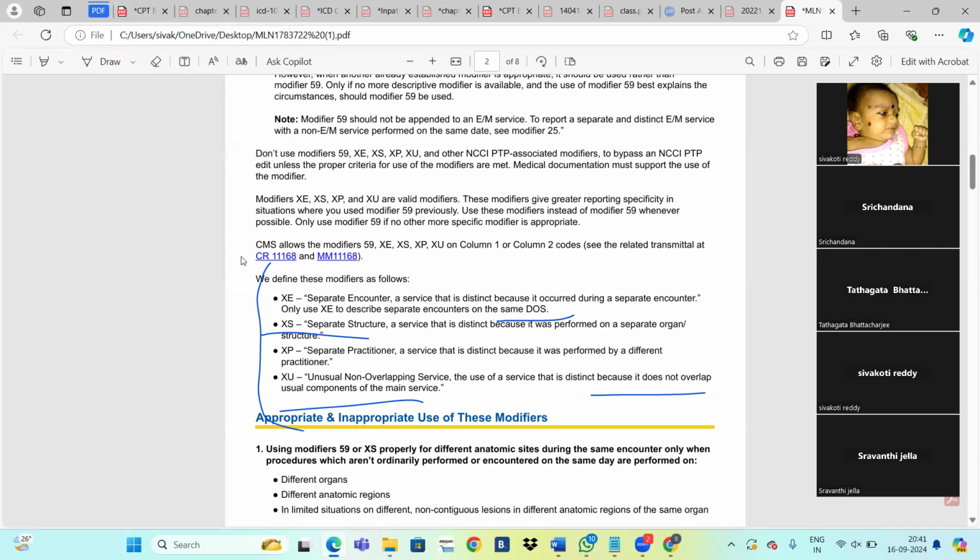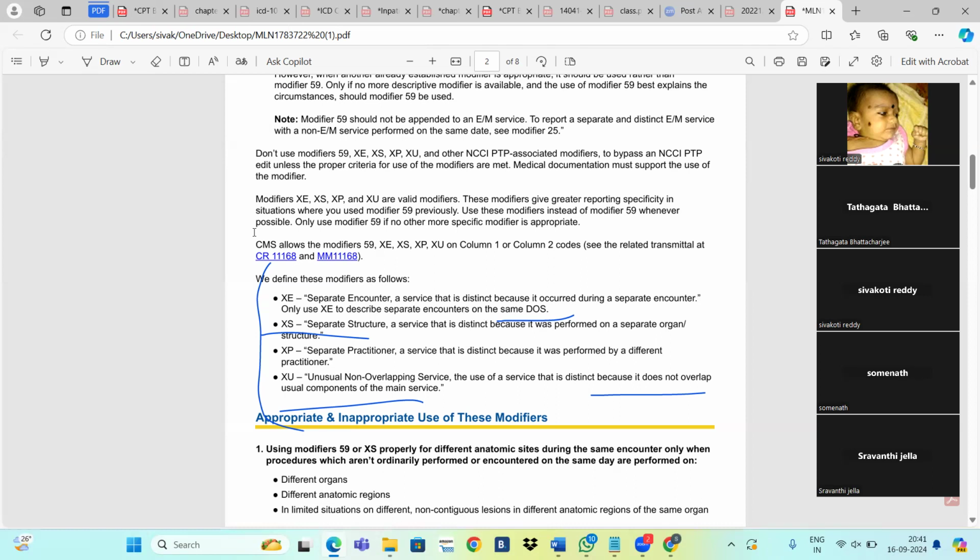While we are using these X series modifiers, they must have done two procedures. Remember, two procedures must have been done. Two procedures they perform while we are adding X series modifiers. Clear?